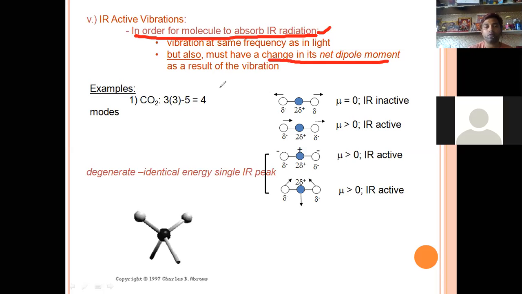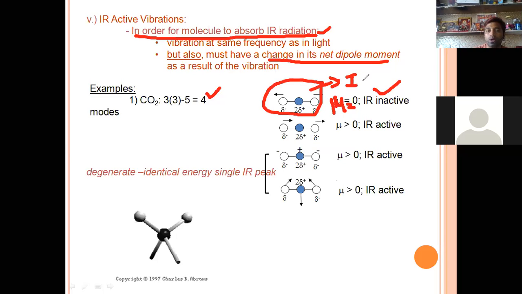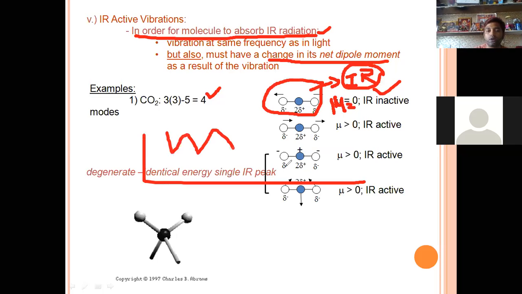So we can see there are 4 fundamental vibrations observed in carbon dioxide. In the symmetric stretch, the net dipole moment mu is equal to 0, so it will be IR inactive. But in asymmetric stretching, there is a change in dipole moment, so it will be IR active. Similarly, in bending vibrations also, there is a change in dipole moment, so these two also will be IR active. There must be a change in net dipole moment, otherwise it will not be IR active. It will not absorb IR radiation, and will not be seen in the spectrum.